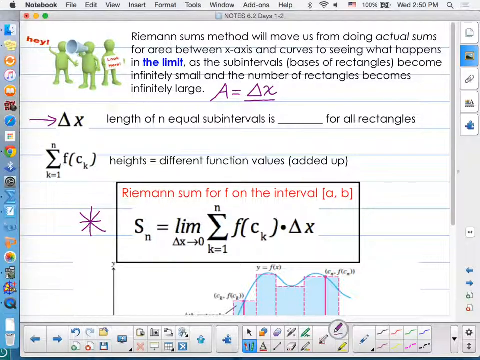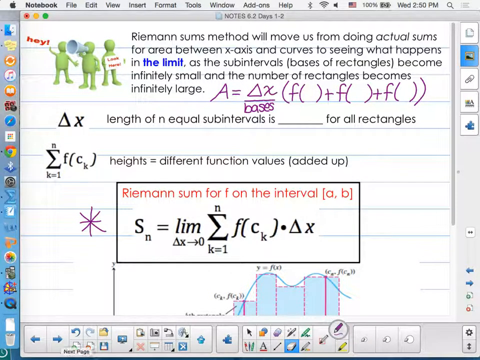If you use bases of 1 or bases of 2 or bases of half, whatever those sub-interval lengths were, then you guys were using the function to find the values in order to have heights. And then you added up those heights so that you could multiply all of them by the base at once. So delta x that Riemann's got in his formula is what you had basically as your base length. The length of n equal subintervals then is our delta x, or our base for all the rectangles. And that base is what we're going to have shrink to 0.